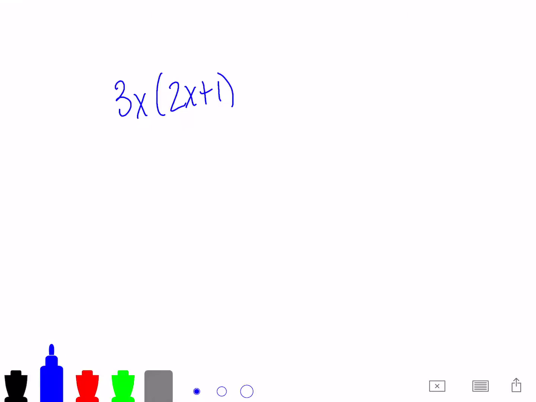It may have been a while since you've done this, but we're just going to multiply here. We're using the distributive property. Now there's a couple different ways that you can look at it. One of the ways is where you just do these little rainbows or arrows. So we're multiplying the 3x times the 2x.